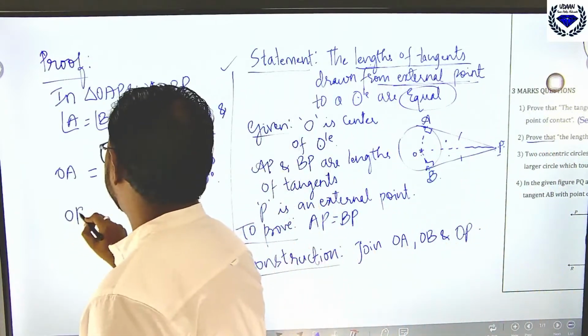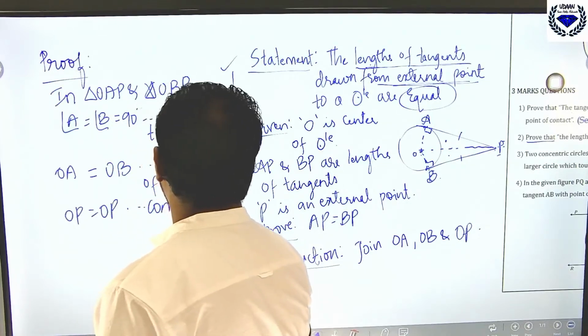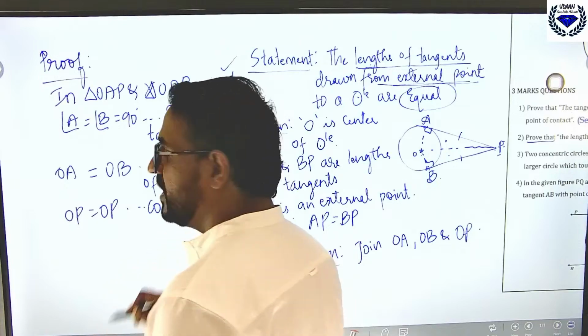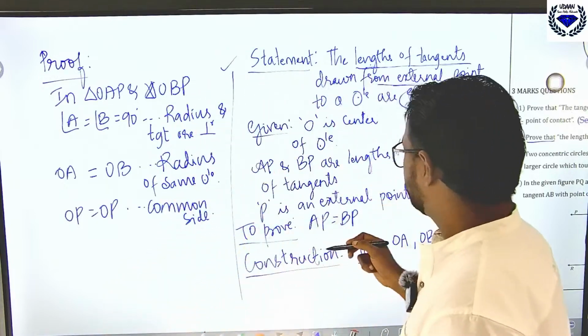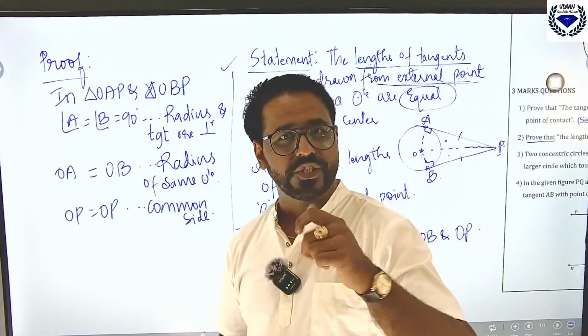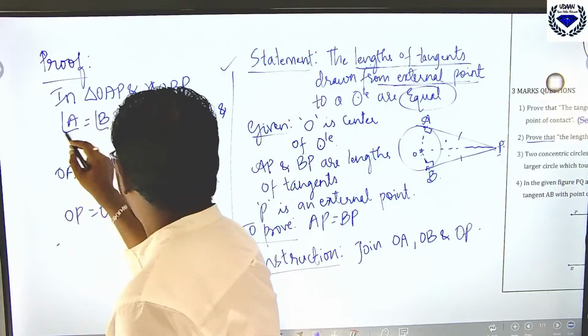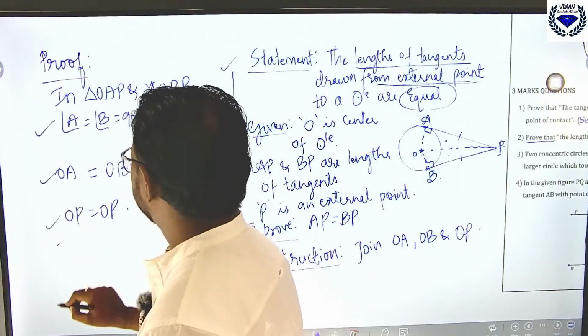Because it is common. Okay, it is common side. Now coming to the next thing: three conditions are sufficient to prove that these two triangles are what? Congruent. So what are the three conditions you got? One is angle and two are sides.